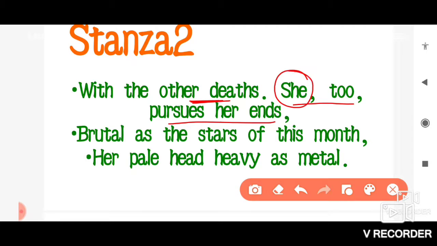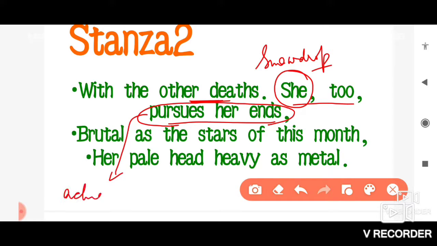Now here, who is referred to as she? It is the snowdrop flower. And what do you mean by pursues her ends? Is it like it too comes to an end? No, pursues her ends का मतलब है it achieves its goals. And what goal does it achieve? It erupts out of the hard layers of snow and stands strong against the brutal cold.